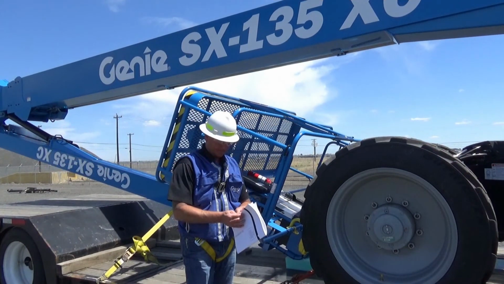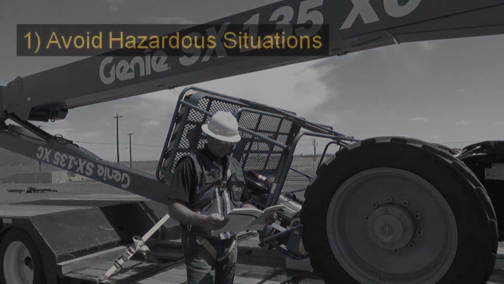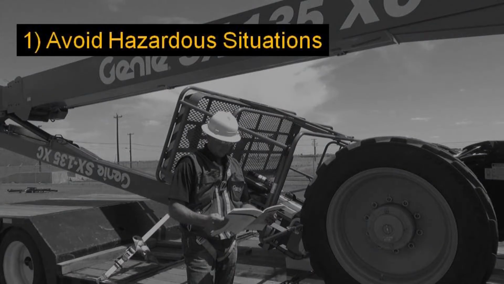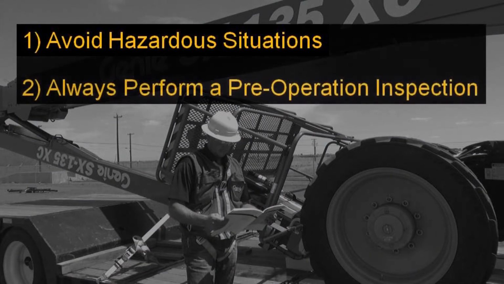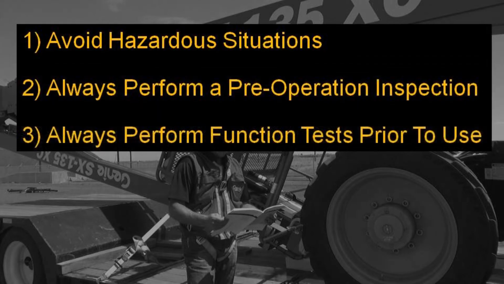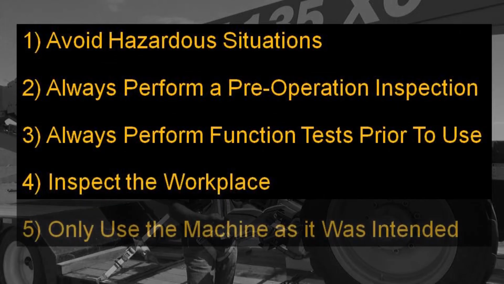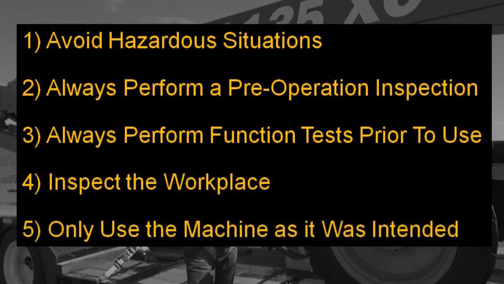There are 5 key concepts of safe machine operation, all of which you will find outlined in your operator's manual. They are: avoid hazardous situations, always perform a pre-operation inspection, always perform function tests prior to use, inspect the workplace, and only use the machine as it was intended. These principles, if followed in sequence, will help you to operate the MEWP safely and efficiently.